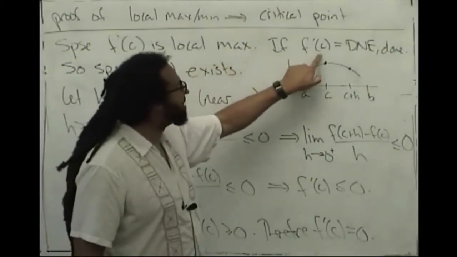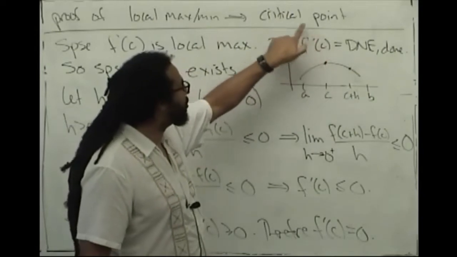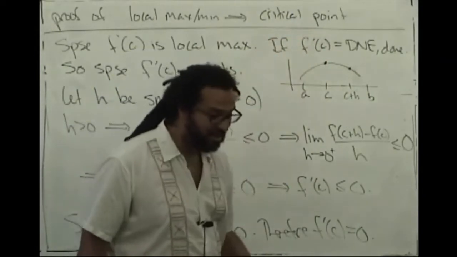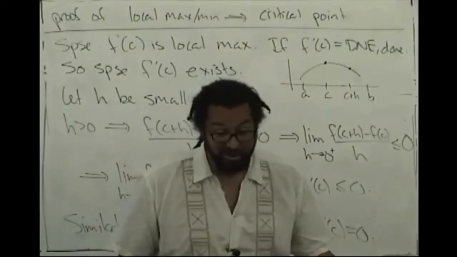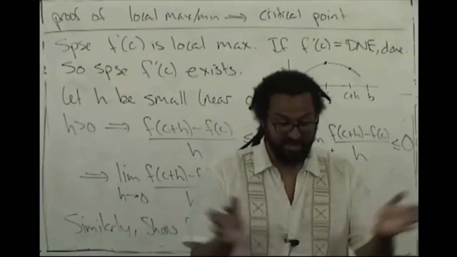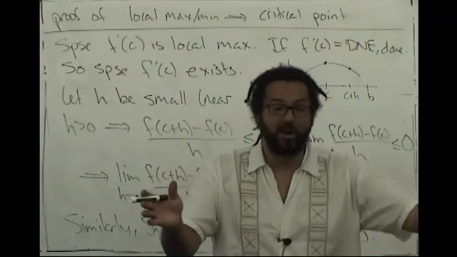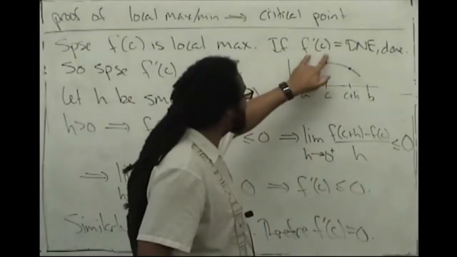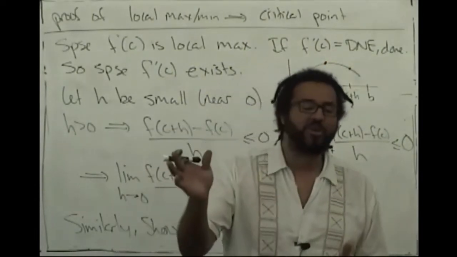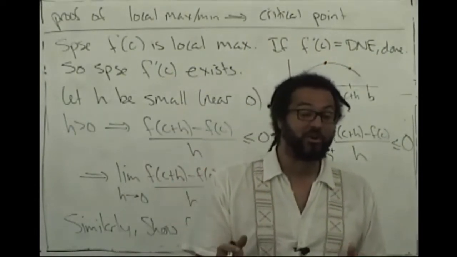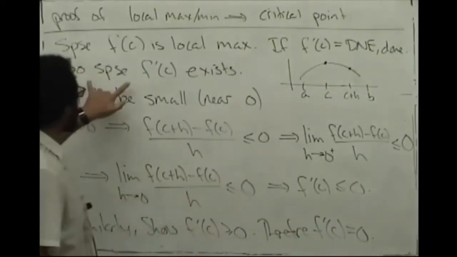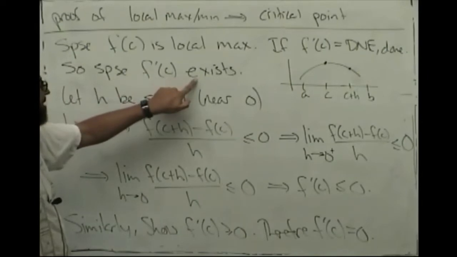If the derivative at c does not exist, then we're done. That means there's a critical point at x equals c. So either the derivative does exist at c or it doesn't exist at c. So two options. We've just dealt with one of them, right? If the derivative does not exist, we are done. So now if the derivative does exist, we need to show that that derivative is equal to 0. Okay, so suppose f prime of c does exist.